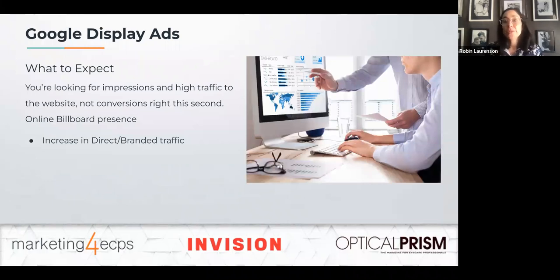What can you expect with these Google display ads? It's not about immediate patient acquisition. We're going to get into that next, but it is about branding. It is about letting people know who you are, people that have never heard of you, people that might not know what services you offer, what promotions you're running. And so this is a branding play.